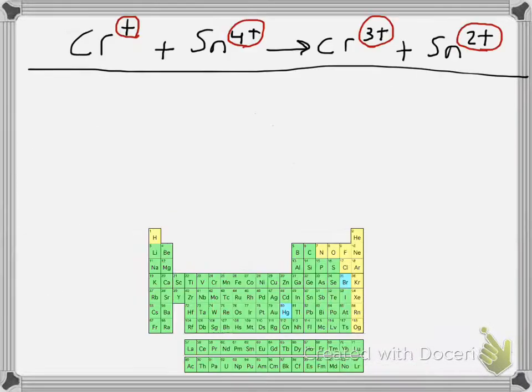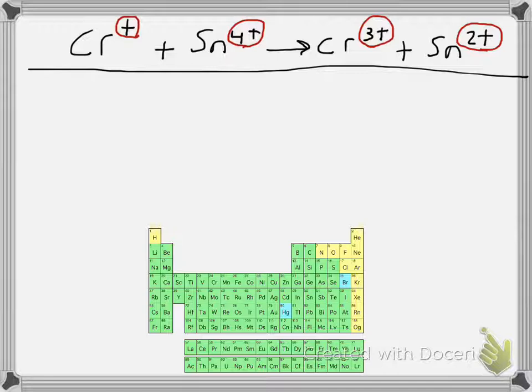Okay, so on the next slide, let's look at this in terms of a reaction. Here we have chromium and tin. We have chromium plus and tin 4+, and those obviously change their charge states, as you see. So the question is, which one is being reduced and which one is being oxidized?